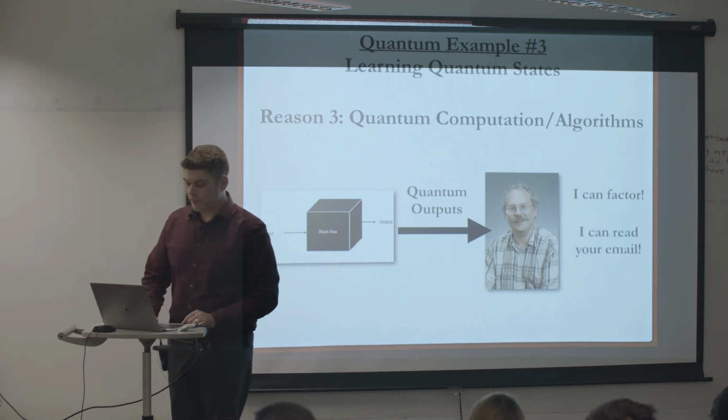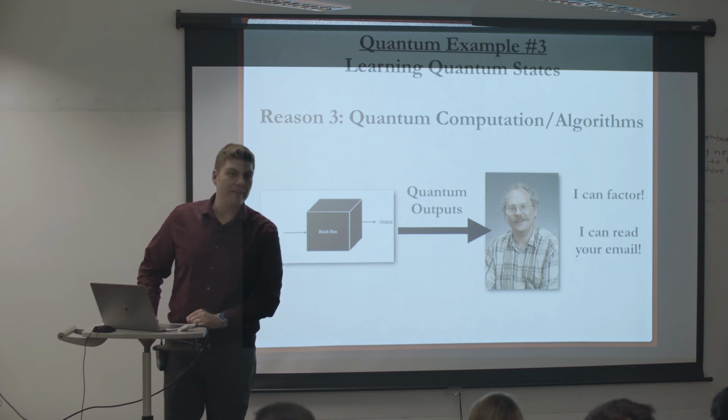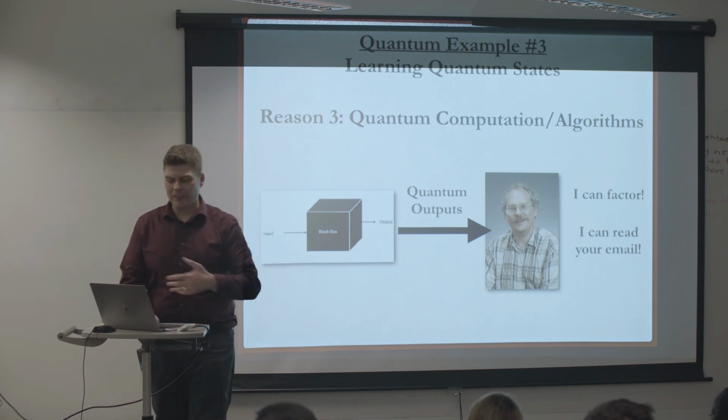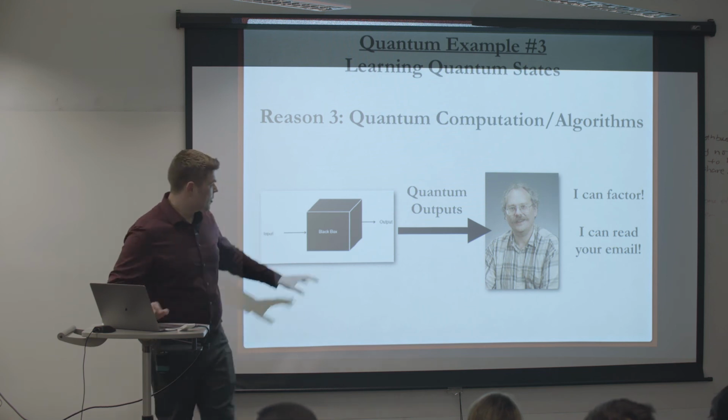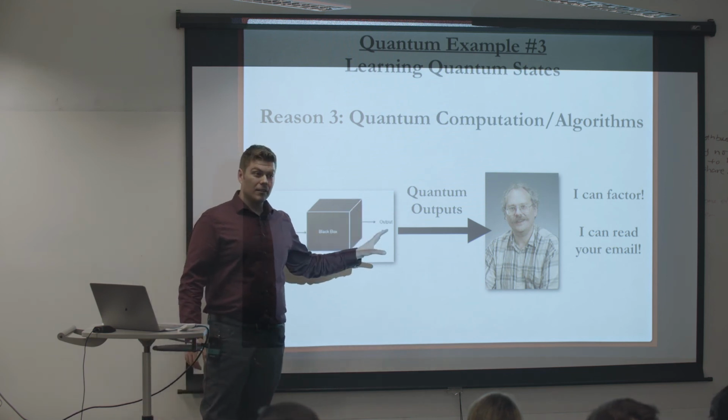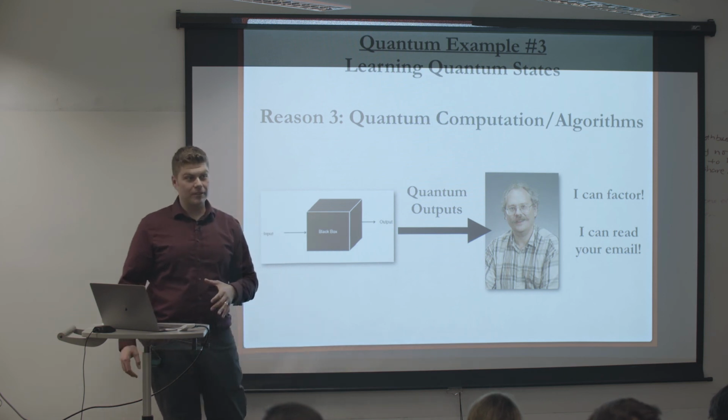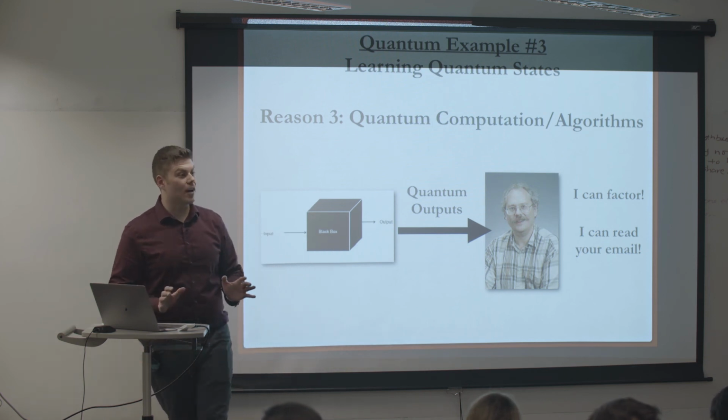Okay? And of course, factoring is bad because then you can break email, okay, or most modern cryptography. Almost the same algorithm also solves discrete logs, which will break elliptic curve cryptography. So we need to reimagine a lot of cryptography.